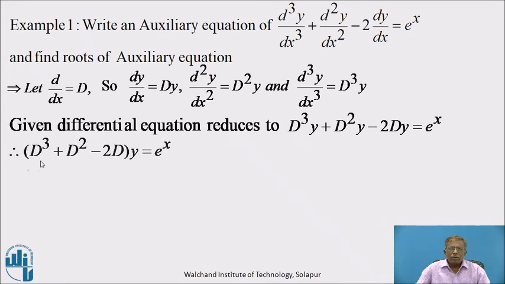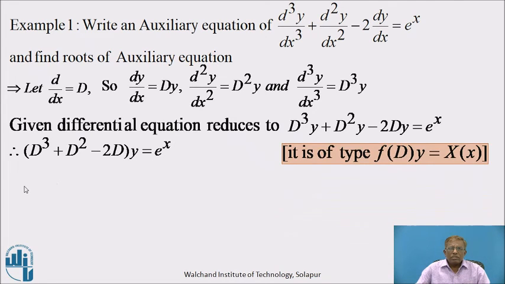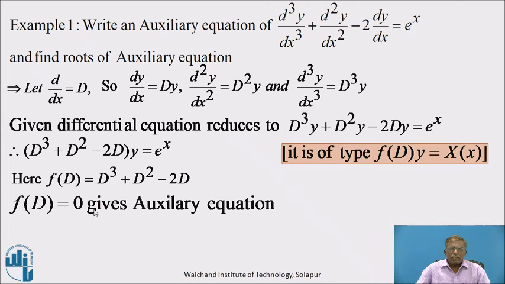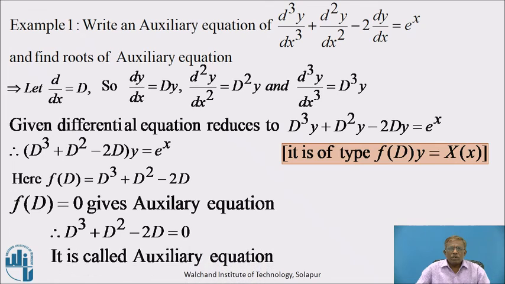That is, when y is taken common, (D^3 + D^2 - 2D) y = e^x. This is of type f(D)y = X(x). Here f(D) is D^3 + D^2 - 2D. And when we equate this f(D) equal to 0, we get the auxiliary equation. Therefore, D^3 + D^2 - 2D = 0 is the auxiliary equation of the given differential equation.